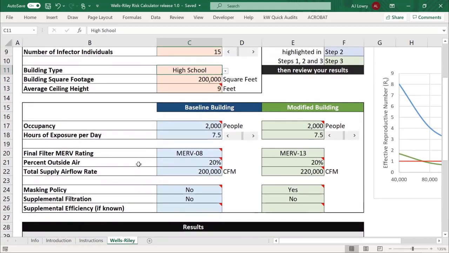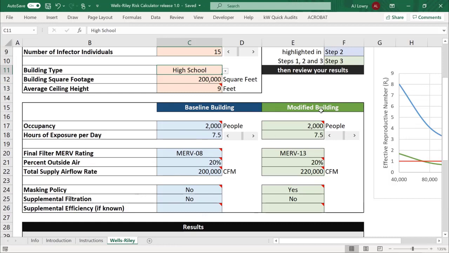Step 2 is input baseline building assumptions, including occupancy and time spent in the building per day. The final filter MERV rating is the highest rated filter through which circulated air passes. The percent outside air and total supply airflow rate are input here. A masking policy assumes everyone in the building is wearing a mask. Supplemental filtration includes options such as ultraviolet installations in air handlers or portable air purification devices in rooms.